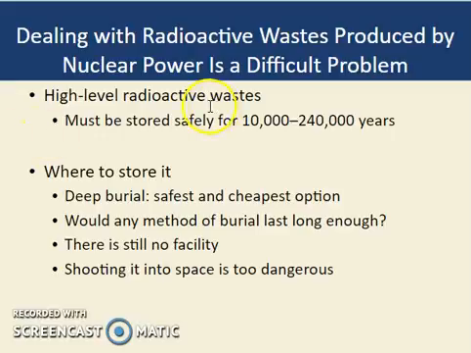So check this out. Dealing with radioactive waste produced by nuclear power is pretty difficult because we have to store it for 10,000 to 240,000 years. 240,000 years is a long time. A lot's going to change between now and 240,000 years from now. So how do we keep it safe in that amount of time?